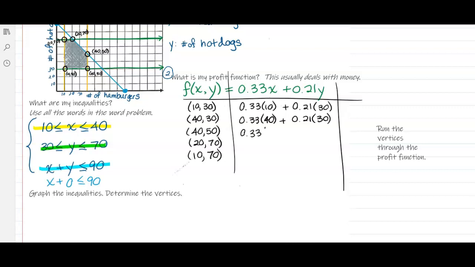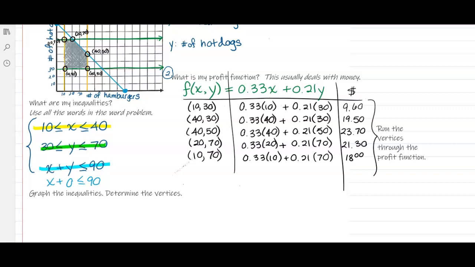Hopefully you've been taking a moment throughout this video to pause and try to do this problem on your own, but if you haven't yet, go ahead and figure out the profits for these different combinations. Go ahead and pause the video and see what you get for your profits and see if you get the same thing that I get. All right, hopefully you got these same numbers. You'll notice that the highest number is right here, $23.70, and that happened when we sold 40 hamburgers and 50 hot dogs.